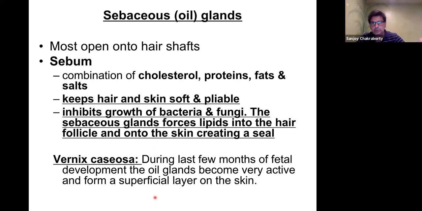That's the possible explanation. So during that time, the oil glands become extremely active, and they put a superficial coating on the skin. We call that vernix caseosa. So do not confuse it with lanugo. That's the embryonic hair. Vernix caseosa is the oil.